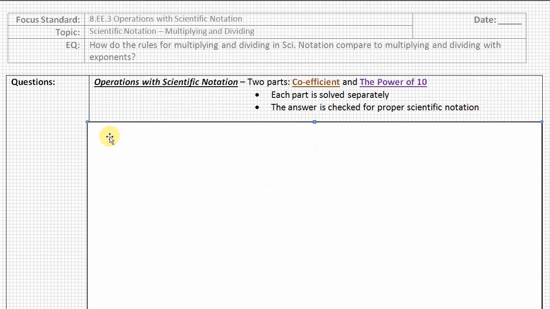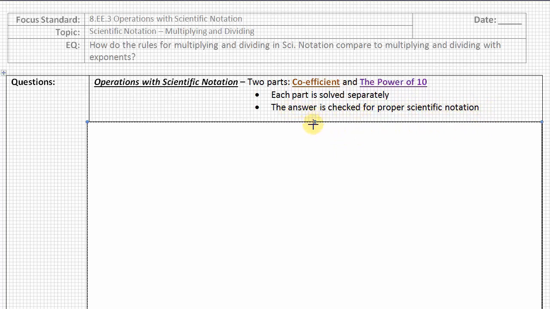I want to begin today with a couple of tips about operations with scientific notation. There are two parts, the coefficient and the power of 10, and each part is solved separately, and the answer is always checked for proper scientific notation. So here we go. Let's take a look.